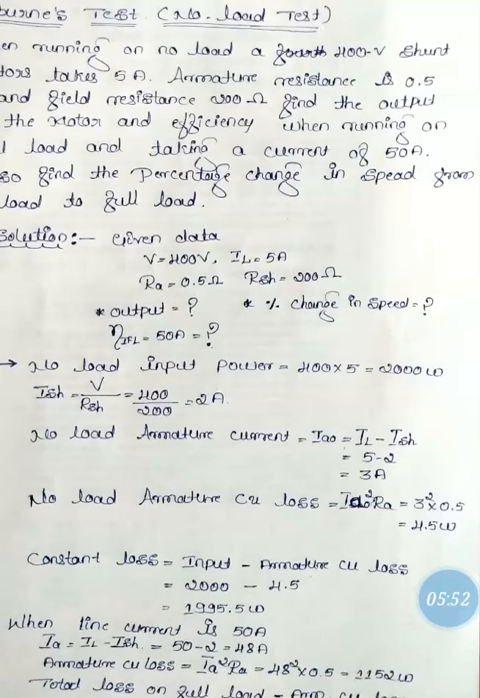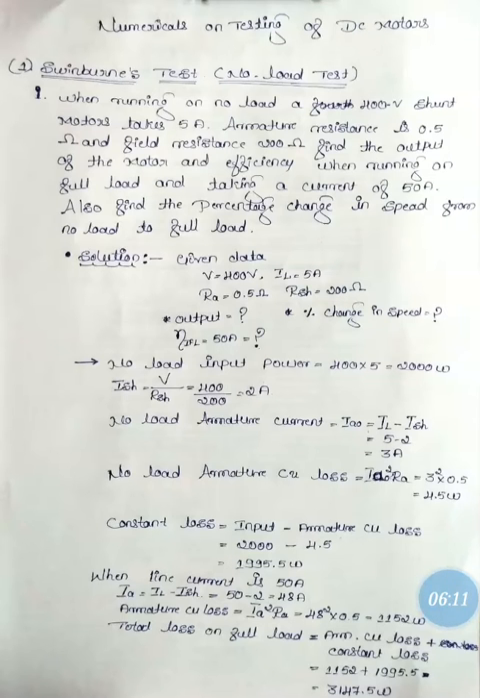Then the armature copper loss is calculated as above, that is 1152 watt. Constant loss is also calculated as above, that is 1995.5 watt. So the total loss on full load of the motor is given as 3147.5 watt. So this is the total loss that we calculated.